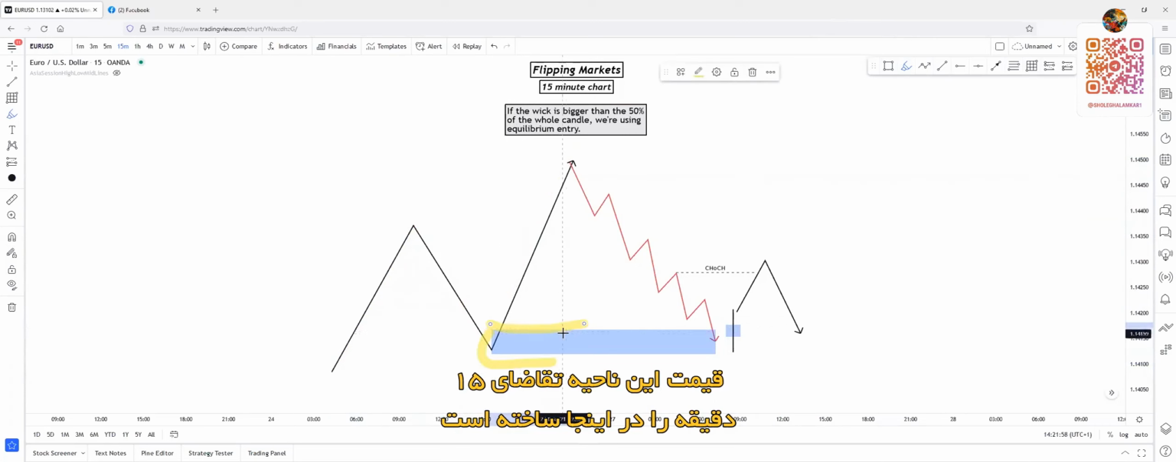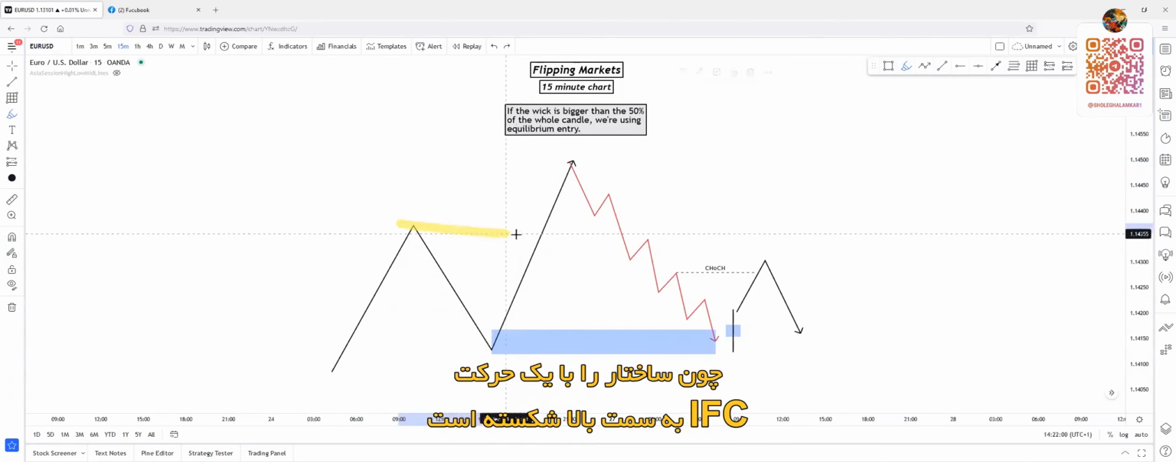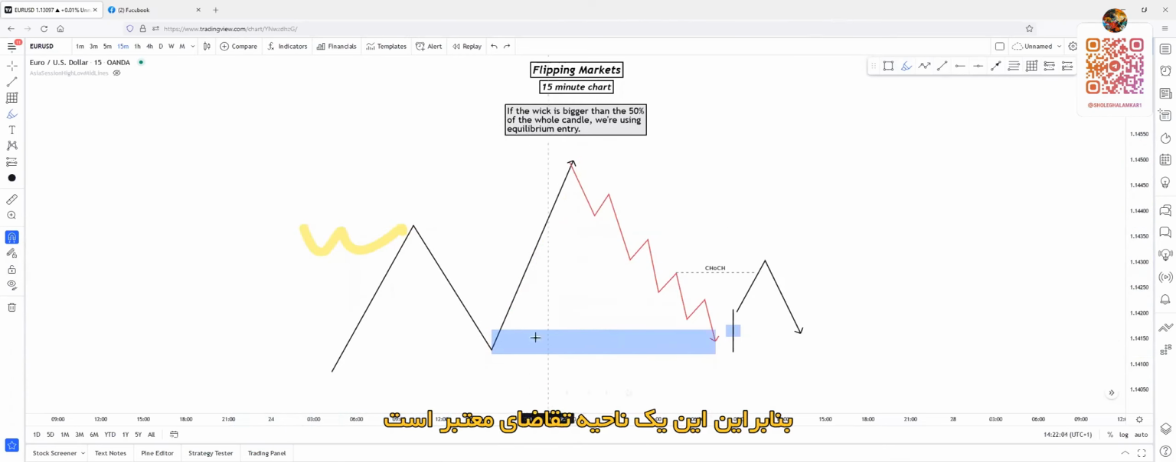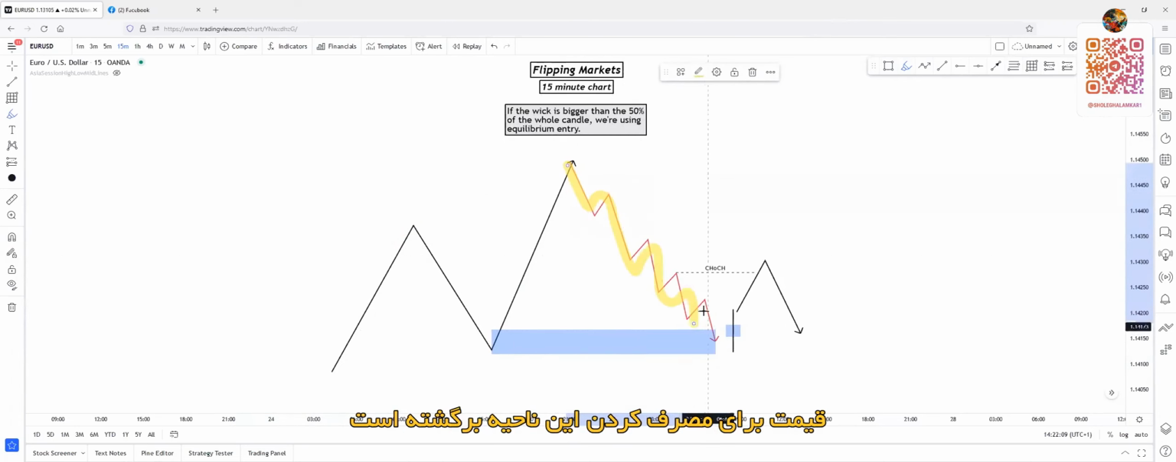Price created this 15-minute demand zone right here because it broke structure here with an inefficient push. And let's say it swept some liquidity from this region. Okay, so we have this really valid demand zone right here. Price came back down to mitigate this zone.